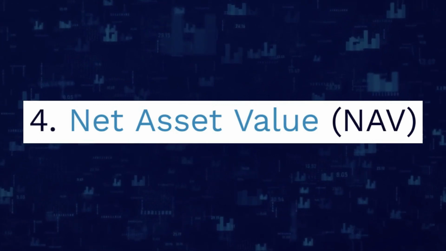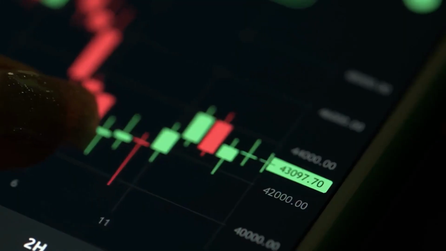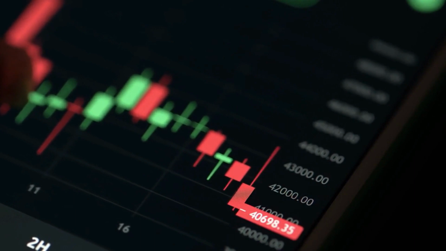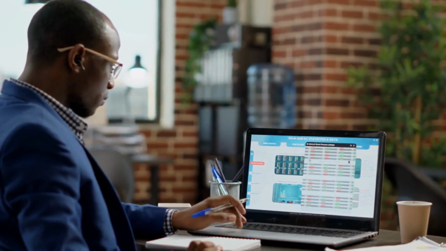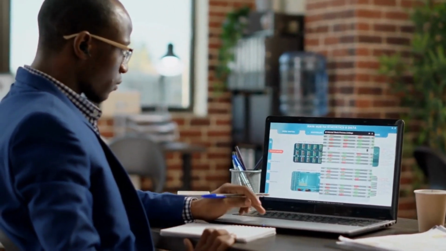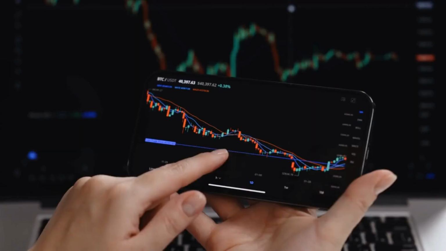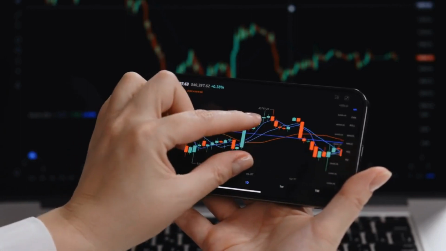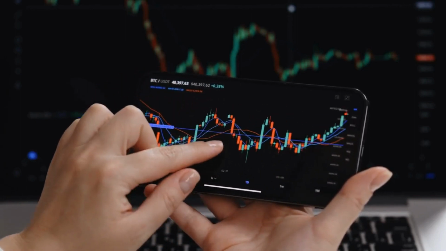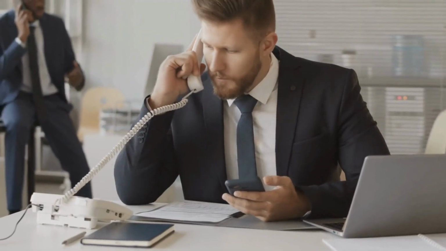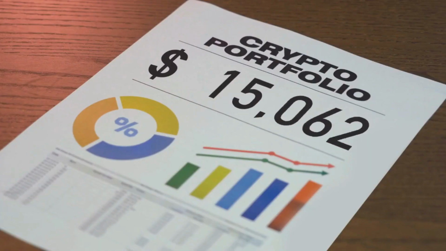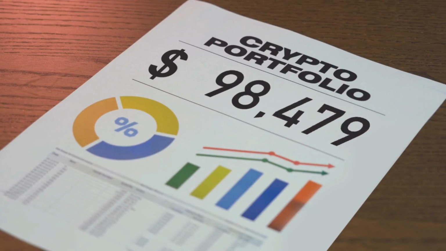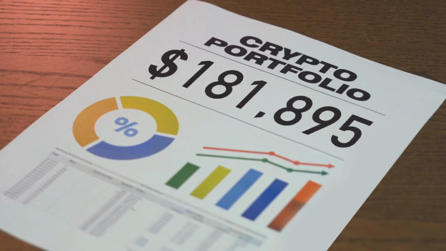4. Net asset value, NAV. Net asset value represents the per-share value of a mutual fund. It is calculated by subtracting the fund's liabilities from its total assets and dividing the result by the number of outstanding shares. The NAV is usually calculated at the end of each trading day and helps determine the price at which investors buy or redeem mutual fund shares. The NAV reflects the current value of the fund's underlying investments and changes as the market value of those investments fluctuates. Investors can track the NAV to assess the performance of their investment and make decisions accordingly. It's important to note that while NAV is an essential indicator, it does not account for any sales charges or expenses associated with buying or selling mutual fund shares.